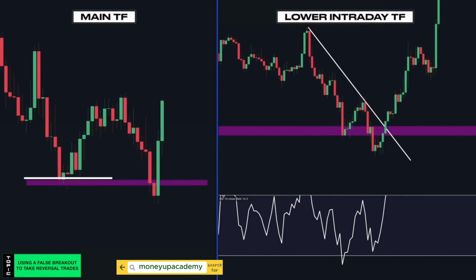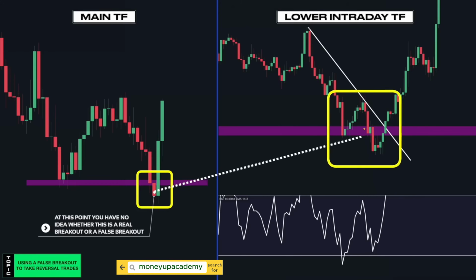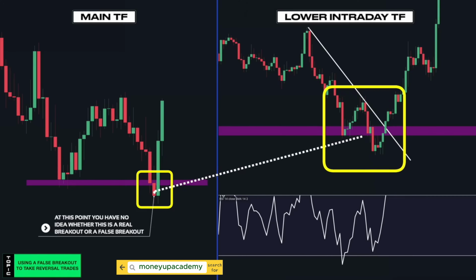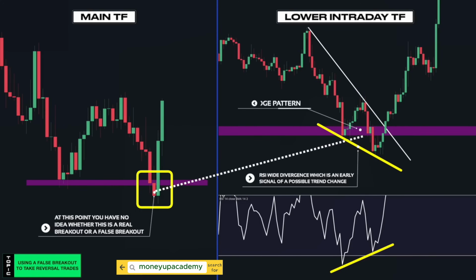Let's break this down. You have your key level of support. As price came back down, price breaks through. At this point, you have no idea whether this is a real breakout or a false breakout. So you look inside of this area on a lower time frame and see what you can find. What you had inside of the breakout area was a divergence and a wedge pattern.